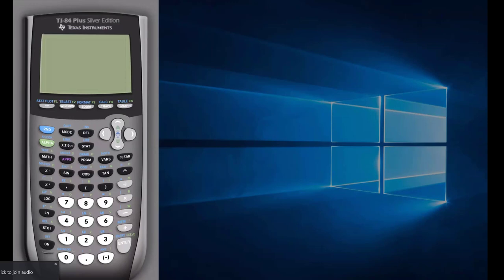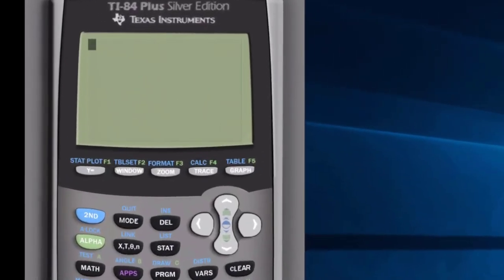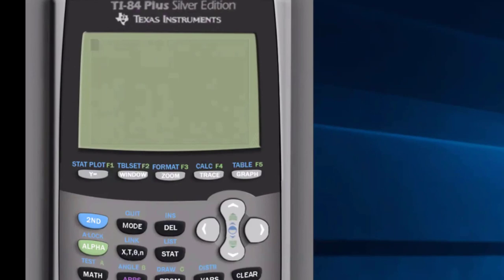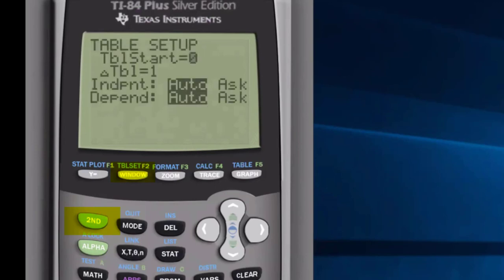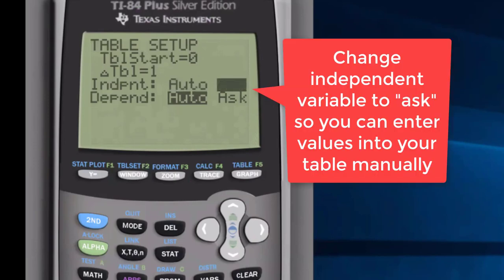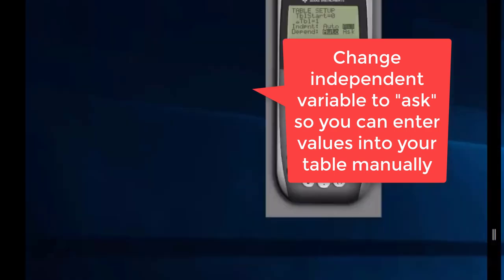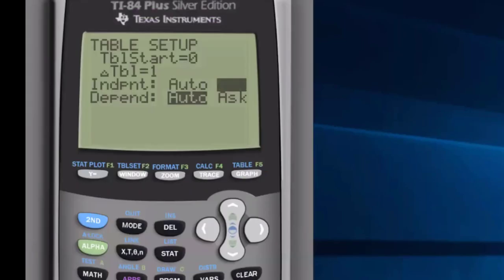So what I want you to do when you use your calculator is to always do the plug and chug problems. So we want to go to table setup. You're going to hit the second button and then window. So you want to hit second window. We want to make sure our table is set up to ask us for the independent variable. This will let us put in values for our x instead of auto-generating values that maybe we don't really care about that much.